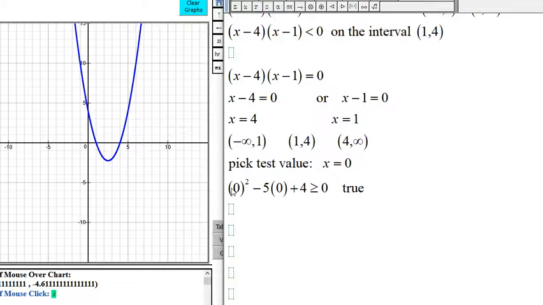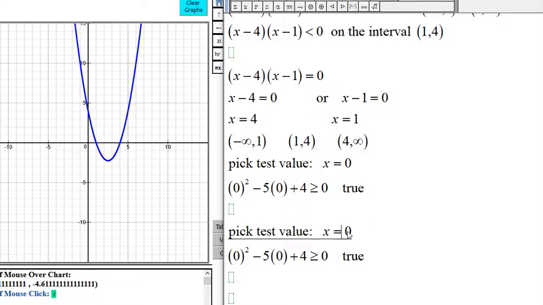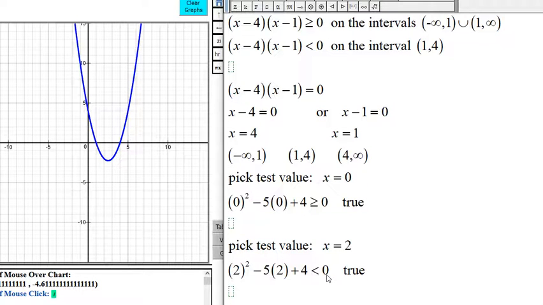And then now we can pick 2 for the middle interval. And so this will be 2, this will be 2, and this is less than 0. Because this is 4 minus 10, which is negative 6. Negative 6 plus 4 is negative 2. And so we pick any number between 1 and 4, then the inequality will be less than 0.